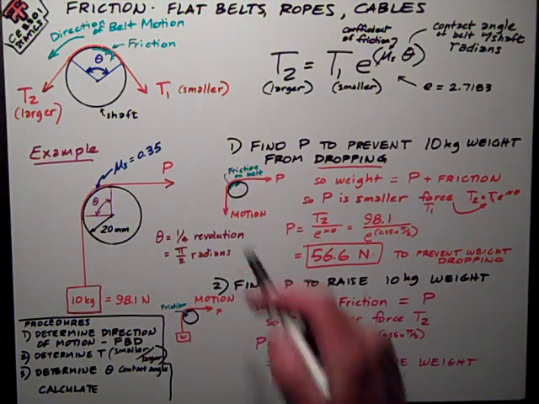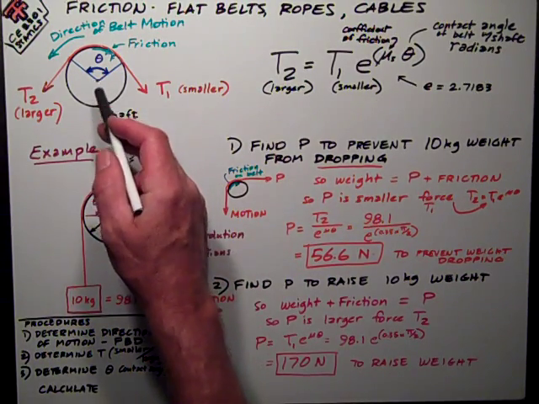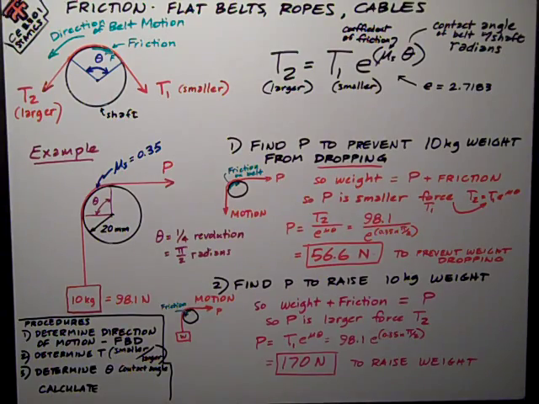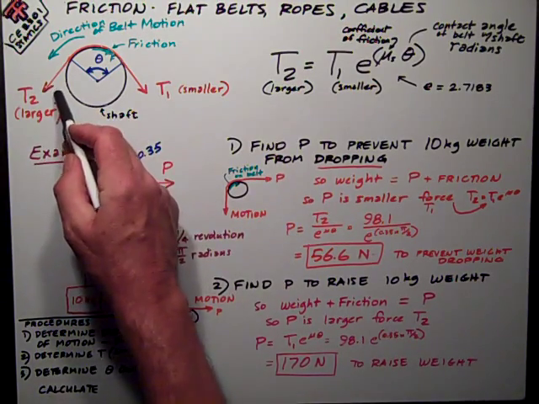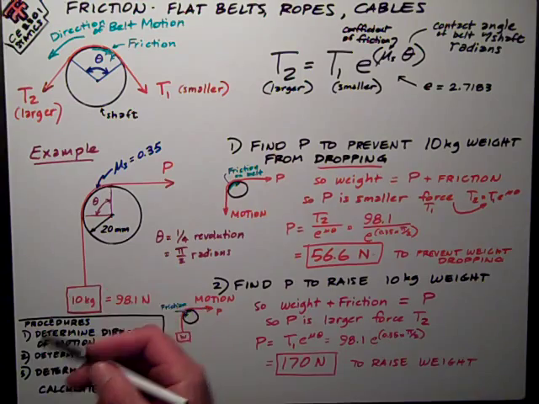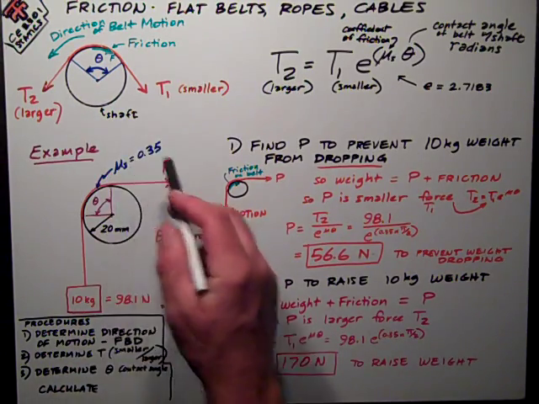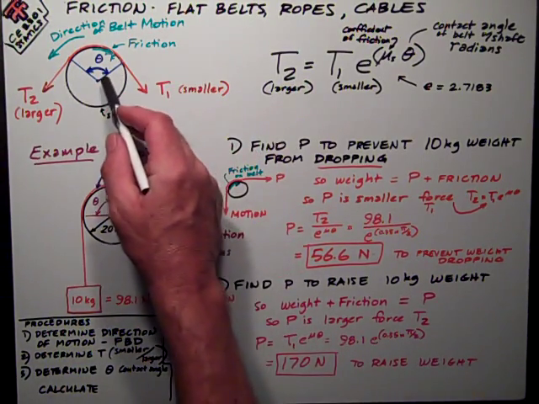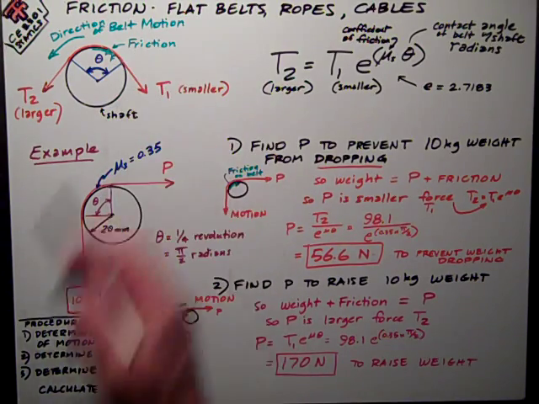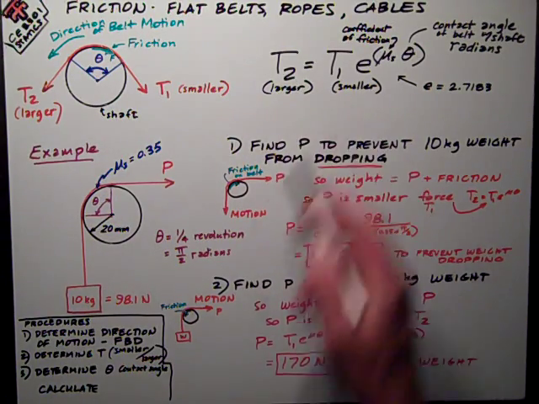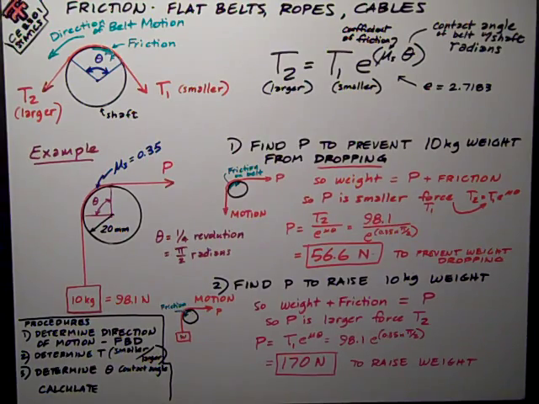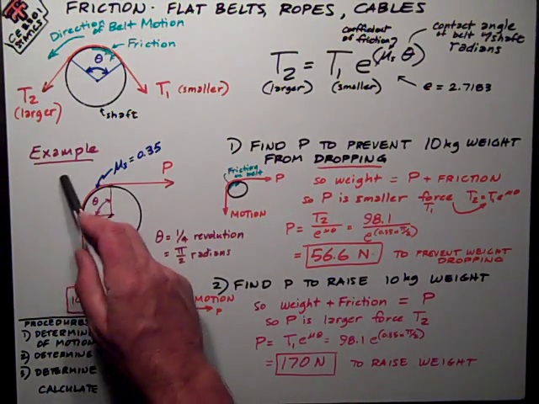So real quickly I want to say that this is not like a pulley. In a pulley we assume no friction, and so the tension force on either side was unchanged. It was the same. This is not a pulley. This is a fixed shaft, and so there is friction there. So one of these forces is going to be larger than the other one. Best way to do this is to look at an example.